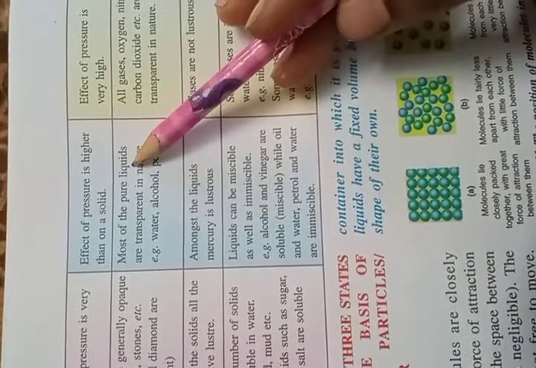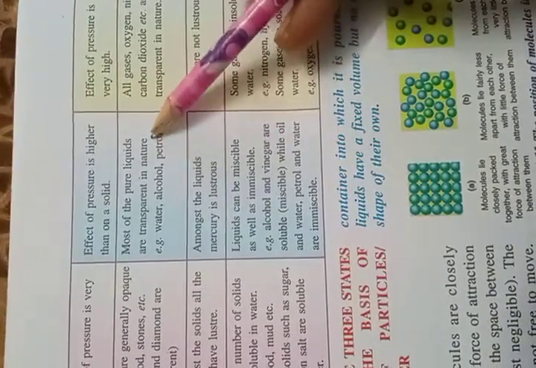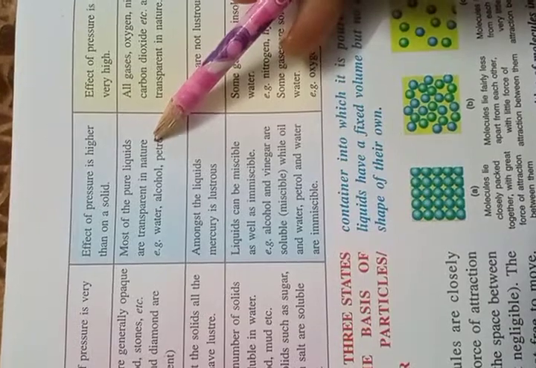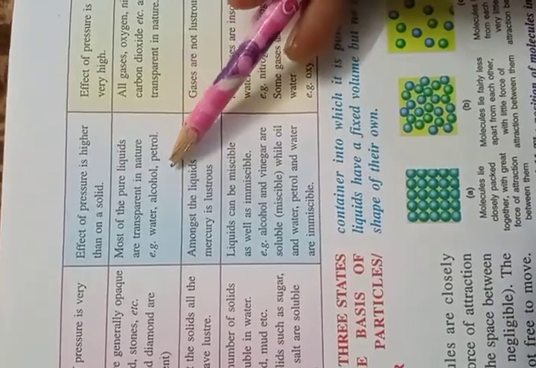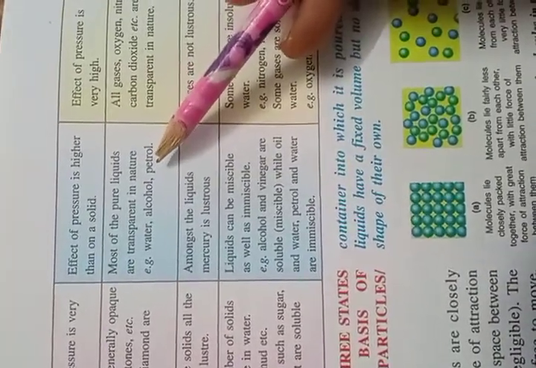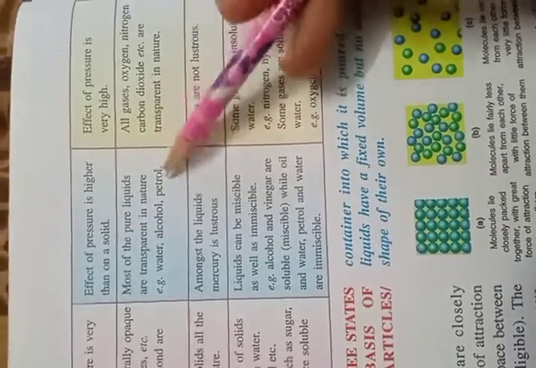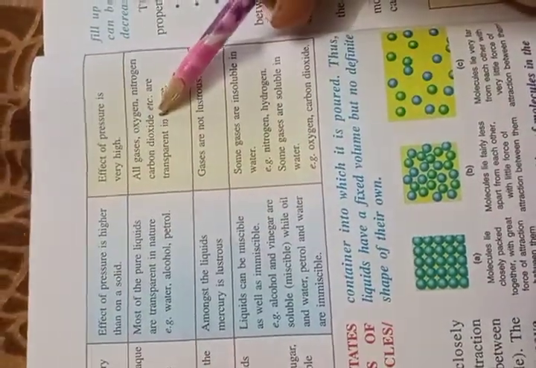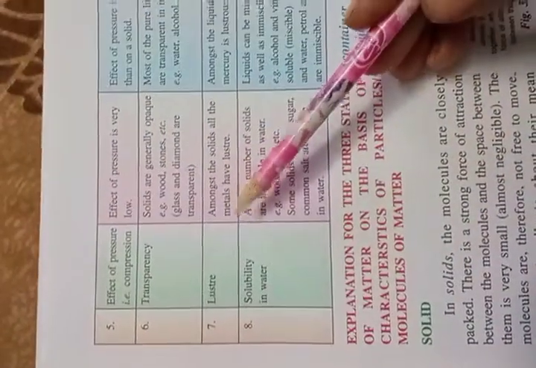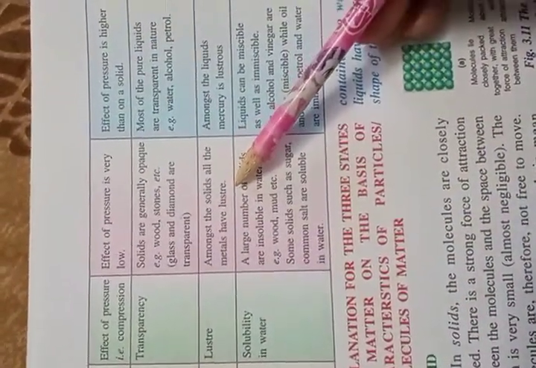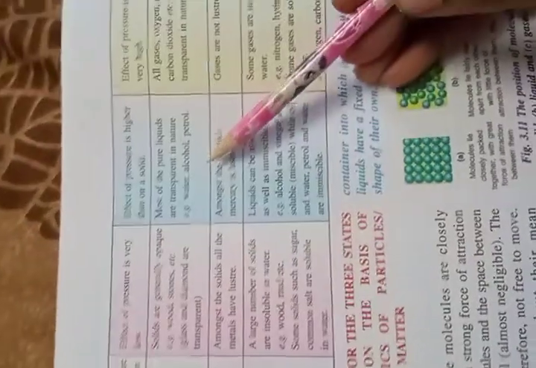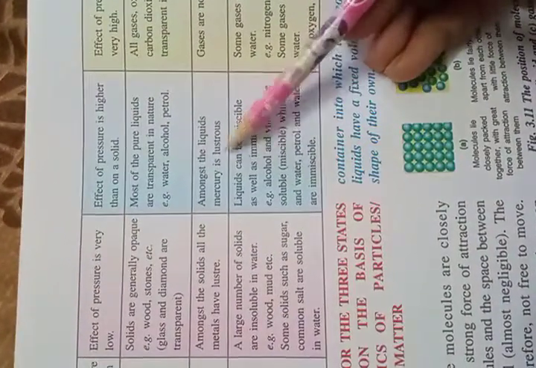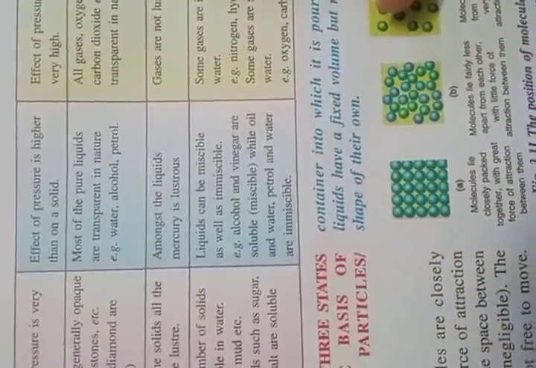Then in liquid, most of the pure liquids are transparent in nature. Most of the liquids are transparent in nature. Means water, alcohol, petrol are transparent in nature. All gases are transparent in nature. जो भी nature में gases present हैं वो कैसे हैं? Transparent हैं. Then luster. Among the solids, all the metals have luster. And among the liquids, mercury is lustrous, and gases are not lustrous.